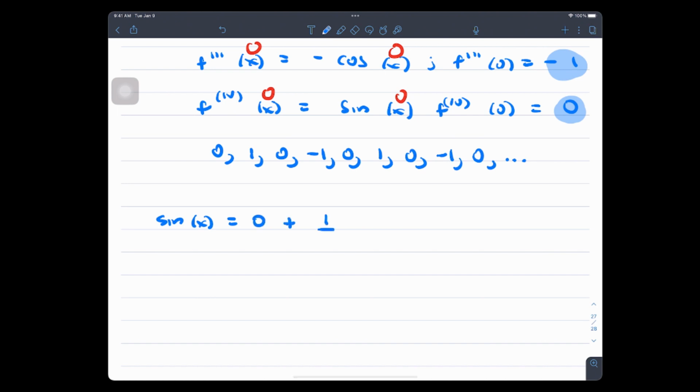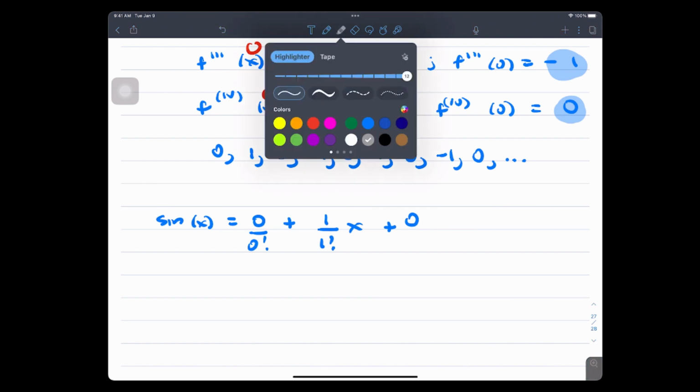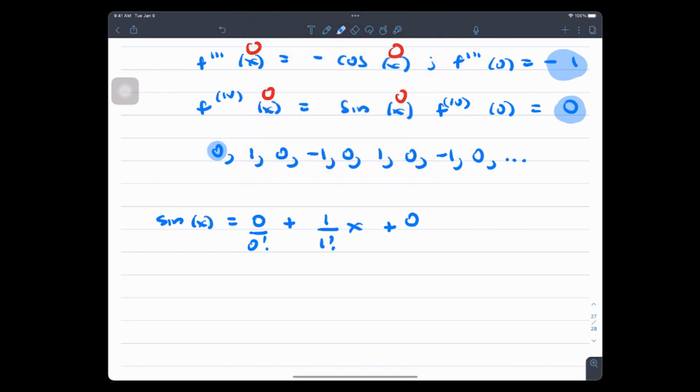0 plus 1 over 1 factorial. Yes, that's 0 factorial. Okay. X plus, now 1, I'm sorry, not 1. That pattern's going to continue, 0. I'm looking at this pattern here. Two factorial, x squared, -1, 3 factorial, x cubed.